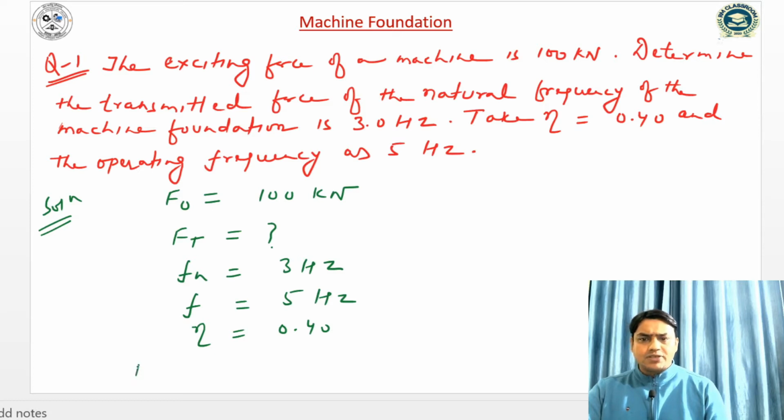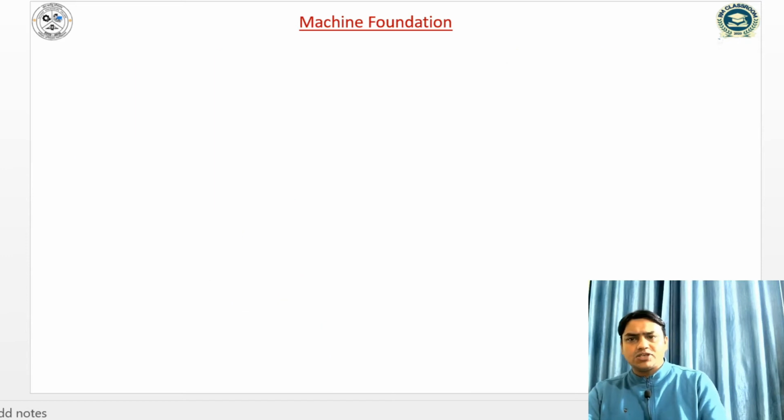So we have the relation between the transmitted force and unbalanced force. Ft, the transmitted force, is equal to the unbalanced force into the magnification factor into the square root of 1 plus 4 eta square r square, where n is the magnification factor, r is the frequency ratio and eta is the damping ratio. The damping ratio is given, so firstly we have to find the frequency ratio.